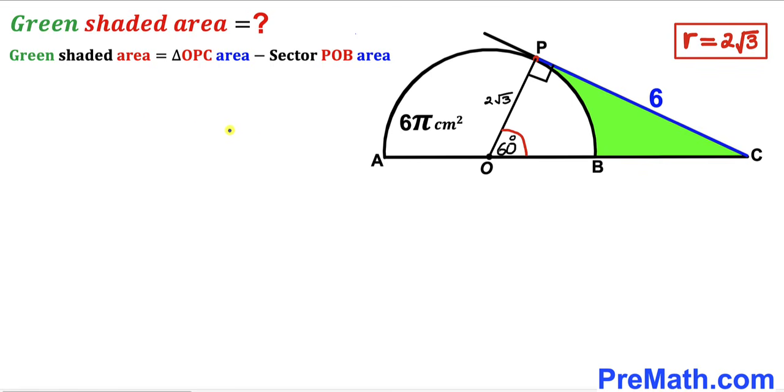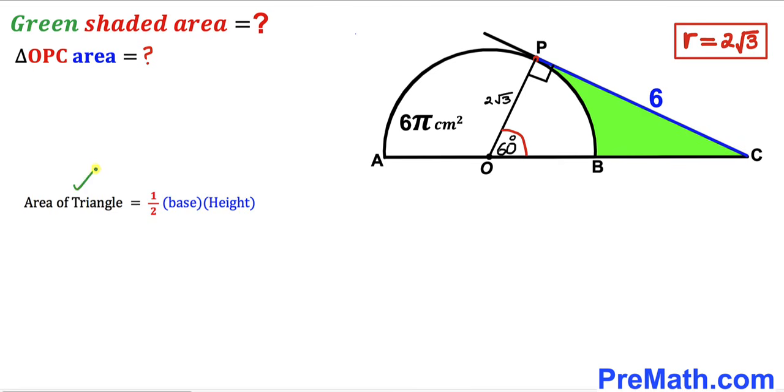And now let's make an observation. We can see that this green shaded area is going to be equal to the area of this right triangle OPC. We are talking about this whole right triangle OPC area minus the area of the sector POB. We are talking about this sector POB area. So therefore now our task is to calculate the area of this triangle OPC and the area of this sector POB as well. Let's go ahead and calculate the area of the triangle OPC.